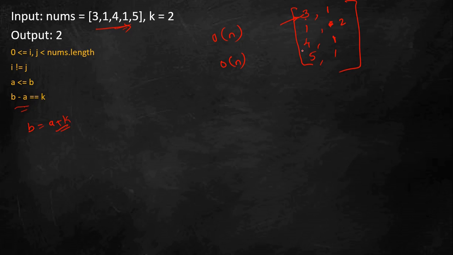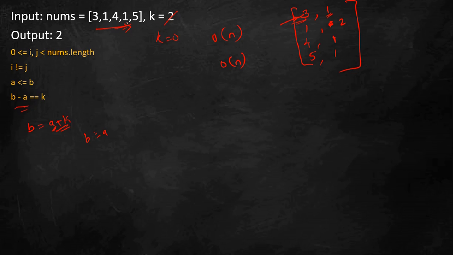Now it can happen that k is 0. When k is 0 and I search for a plus k, it will be the same: a and b will be the same, b equals a. So let's say in this case k is 0 instead of 2. For 3 I will search whether 3 exists or not, and 3 is already present in the map, so it will give true for itself. In that case we have to check whether the frequency is greater than 1.